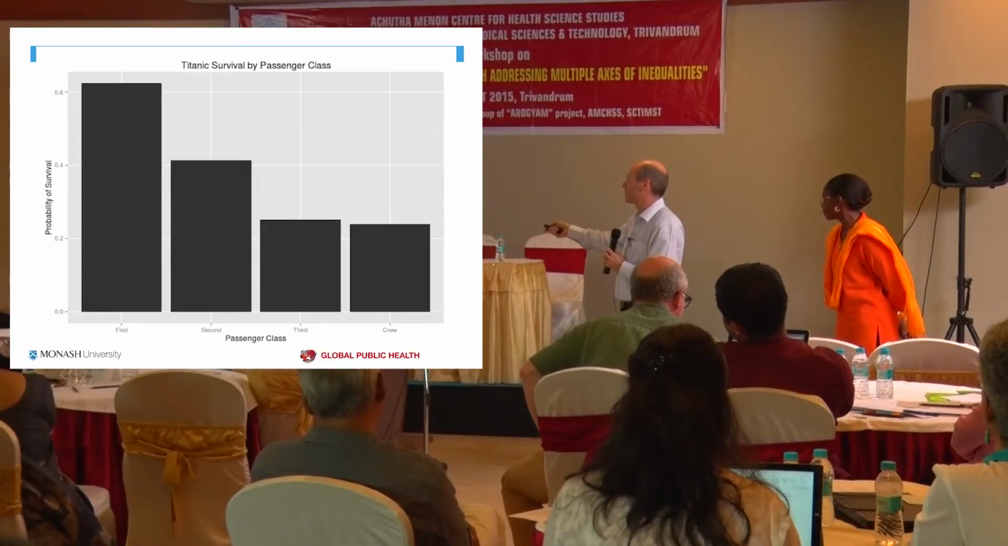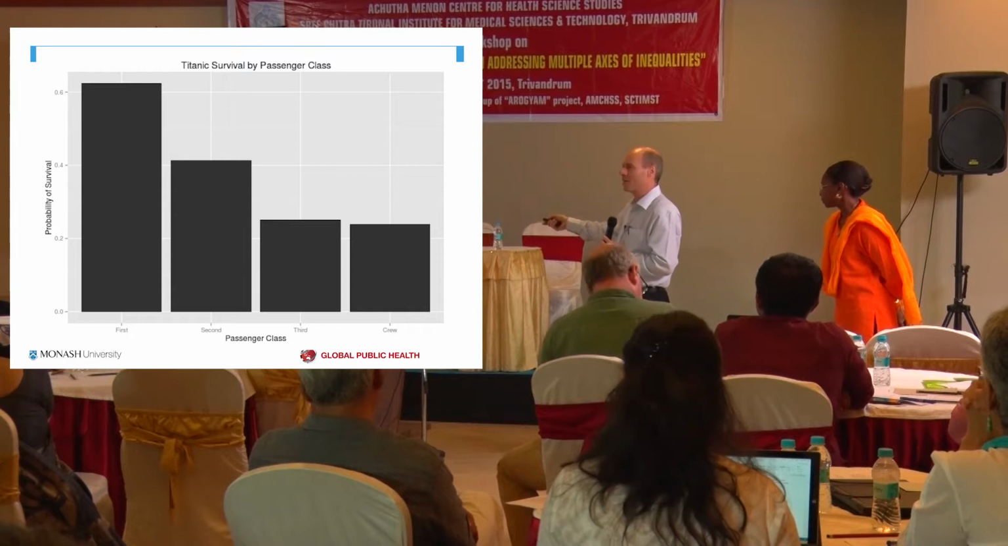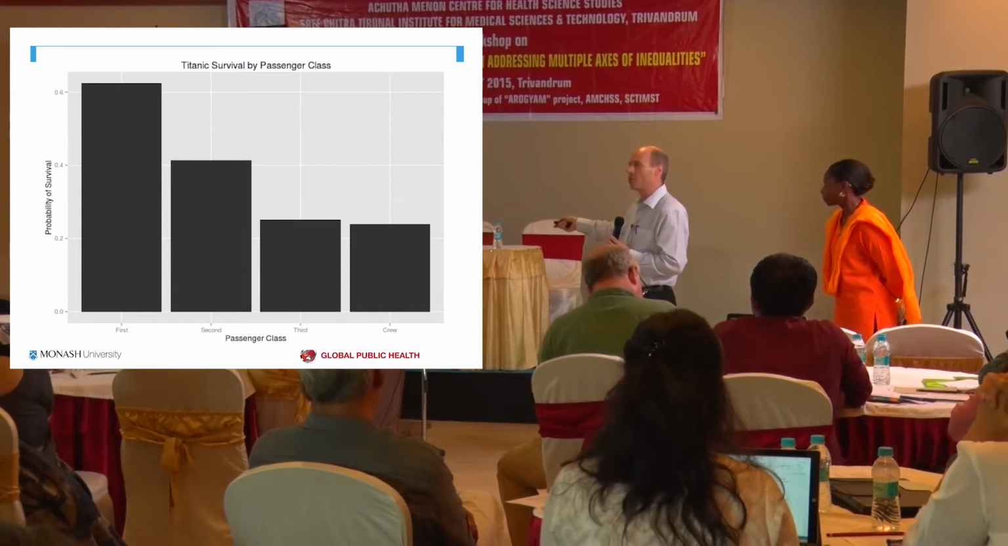Or you could look at it by class, and if you look at it by class, this is first class. First class passengers survive. This is second class, this is third class, and this is crew. And the crew do fairly badly, but the crew were important for getting people off the ship.